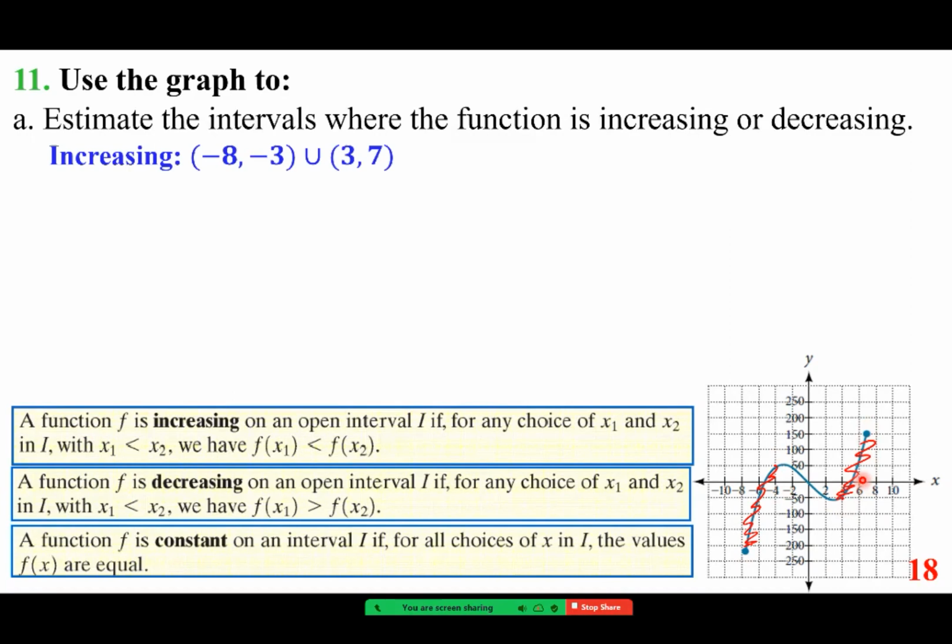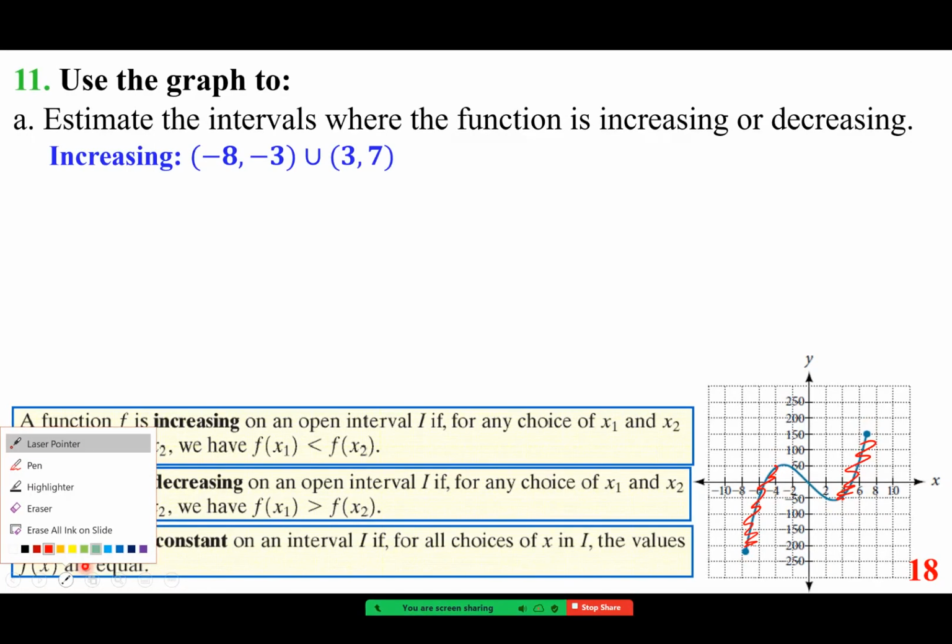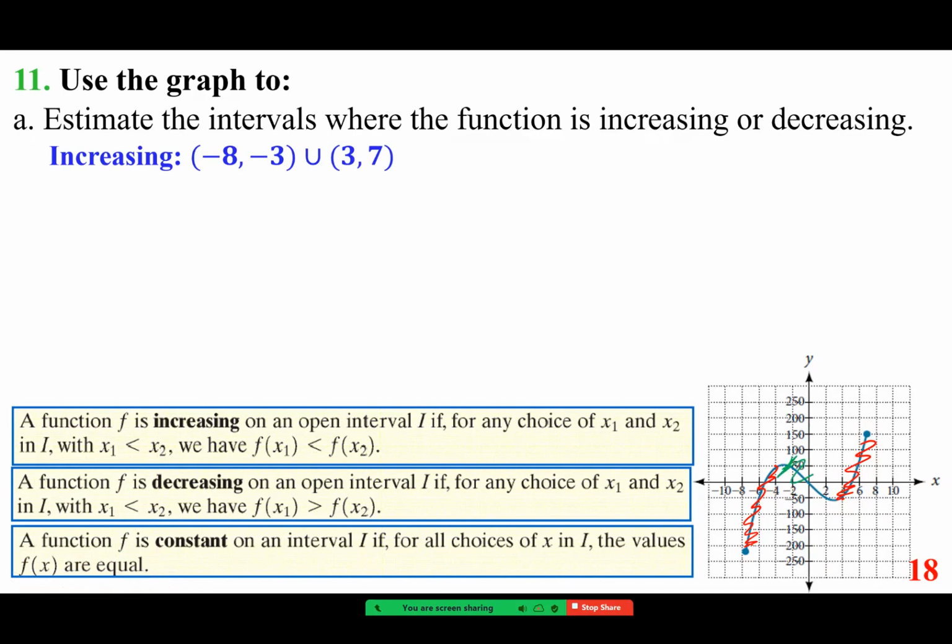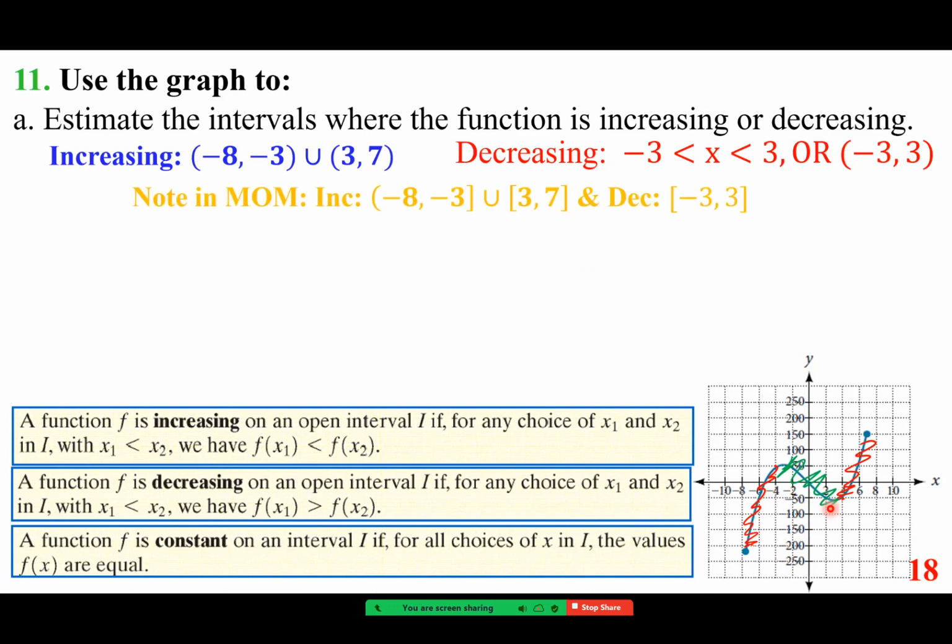Where is it decreasing? The function is decreasing here, which means in between, from here to here, from -3 to 3. Now, in some texts they may use brackets. In many texts the endpoints are not included, but if they are included in those, so be it.